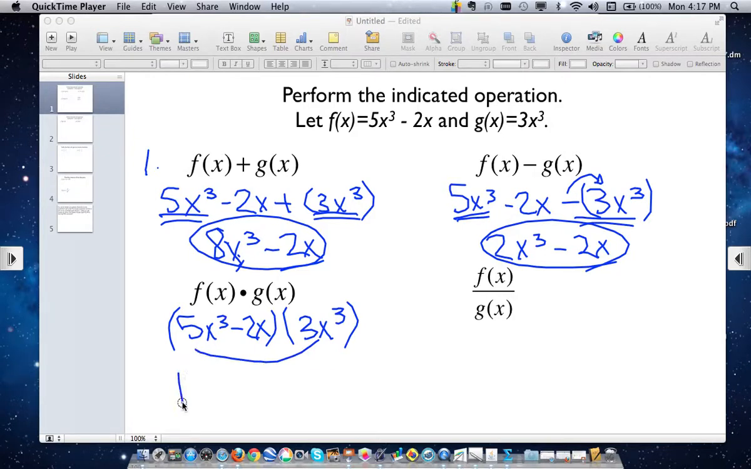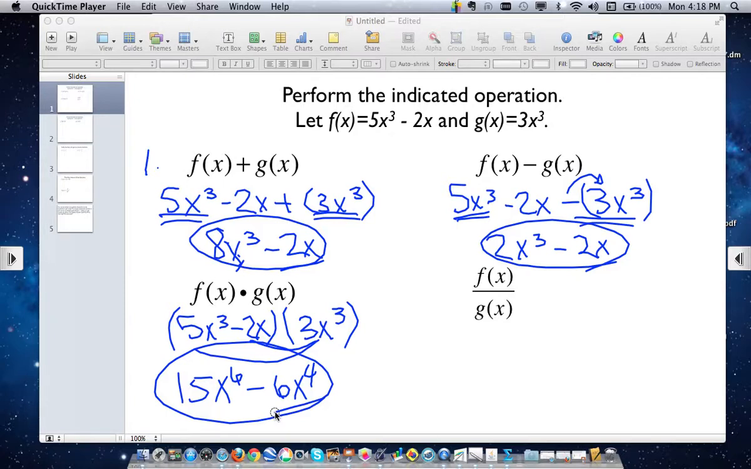So 3 times 5 is 15. X to the third times x to the third. We're going to add those together. Add the exponents when you multiply powers. Minus 2 times 3 is 6. X to the first times x to the third would be x to the fourth. So this is your final answer.